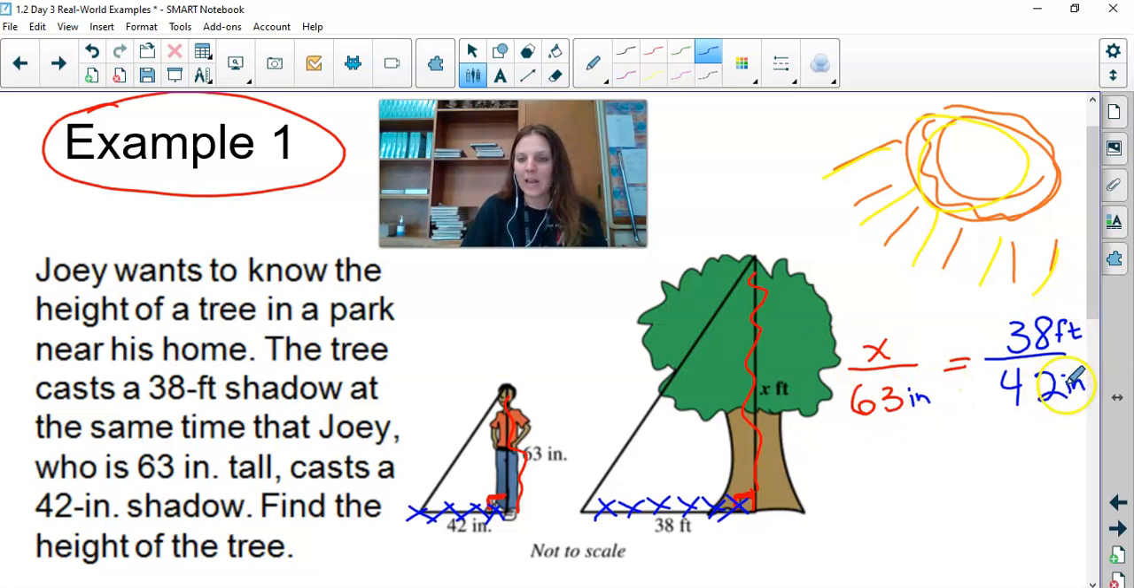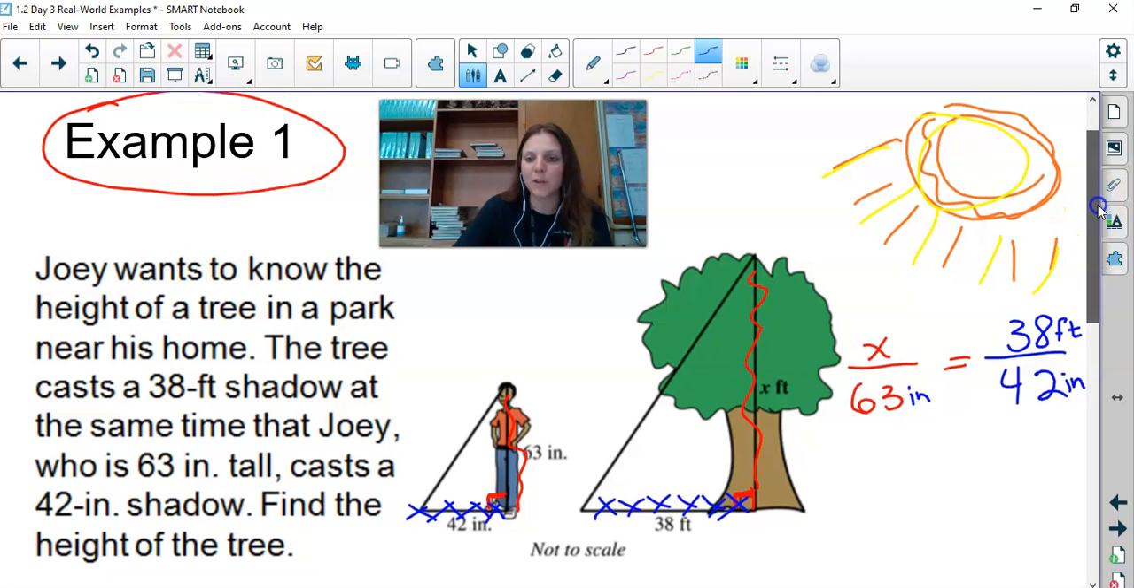When we get these answers, what will happen is that these two numbers at the bottom, which represented Joey's height and his shadow, are going to match up with the feet of the tree and then the tree here as well. So if this was feet and it asked for your answer in inches, then you need to be worried about converting. But since Joey's measurements are both in inches and the tree is both going to give you measurements in feet, then we don't have to worry about changing anything from inches to feet or anything.